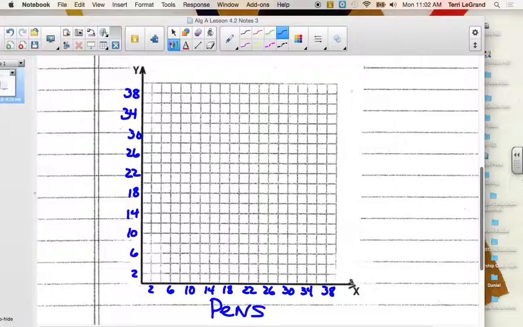What is the y-axis representing? That might be the next thing we want to talk about, Stefan. Notebooks. Okay, so on the y-axis all these numbers actually represent the number of notebooks, so we write notebooks as our title on the y-axis. So it's important that we first set up a good graph.